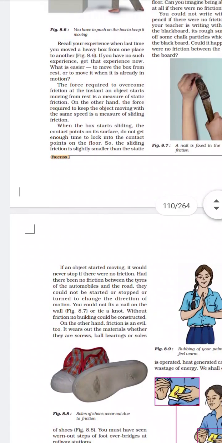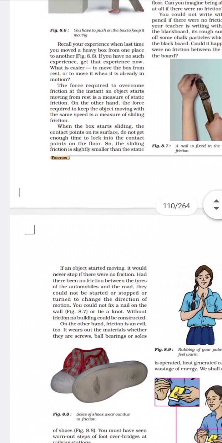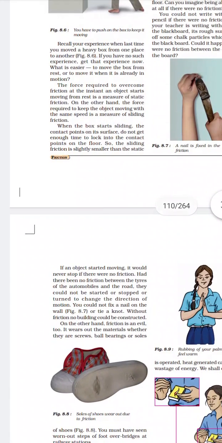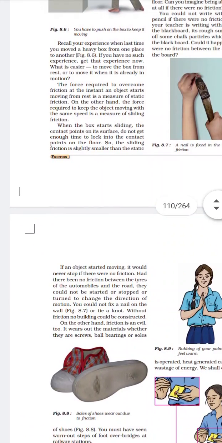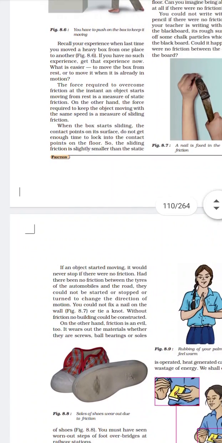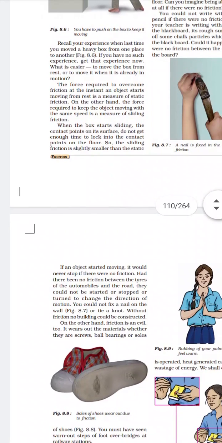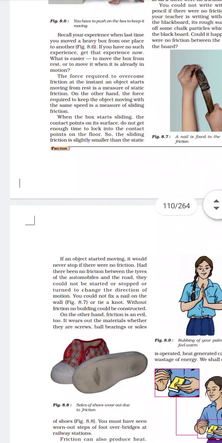Friction is so important that there would have been no movement of automobiles if there had been no friction between the road and the automobile tire. They could not have been stopped or turned to change the direction of motion. You could not have fixed a nail on the wall or tied a knot. Without friction, no building could be constructed.